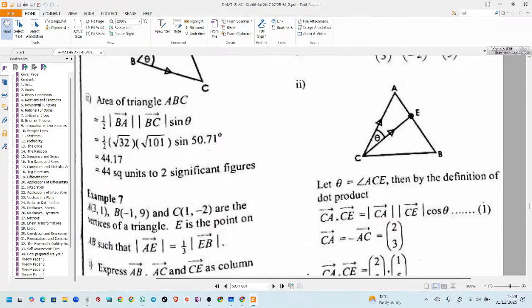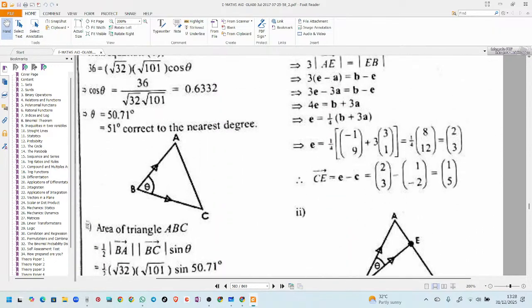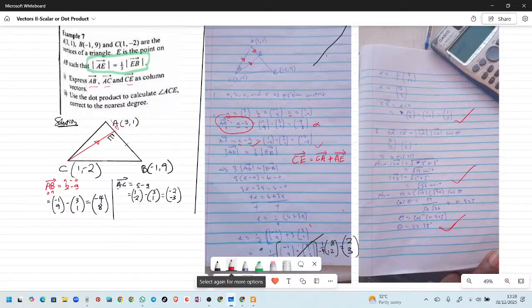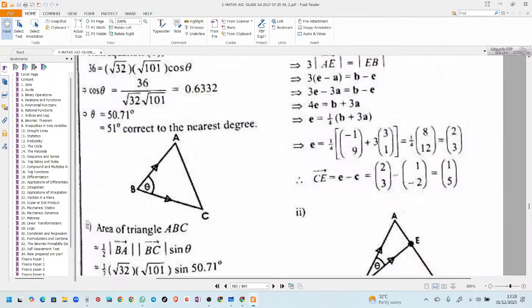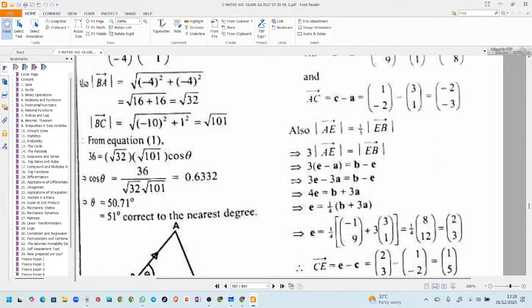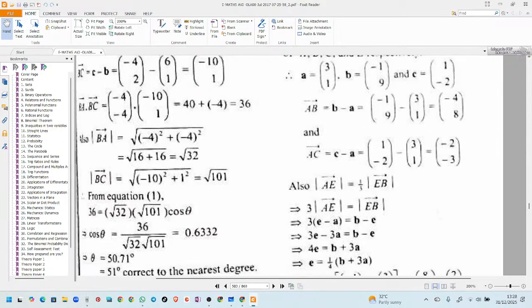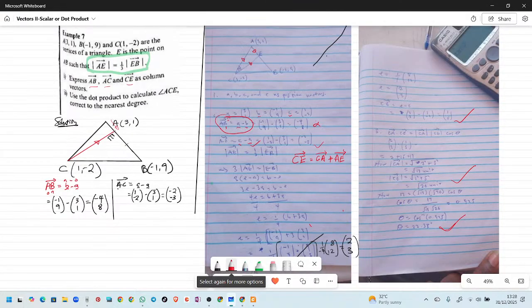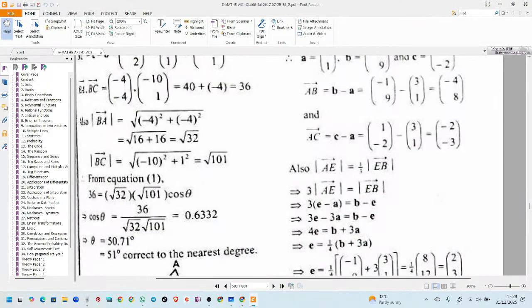So from the solution, C is 1, 5. Did you get 1, 5? Okay, 1, 5, correct. And AB is negative 4, 8. How did you get it? Okay, you made a mistake over here. So it's correct, you just made a mistake over here. It's actually B minus A. Okay, I judged you too early.